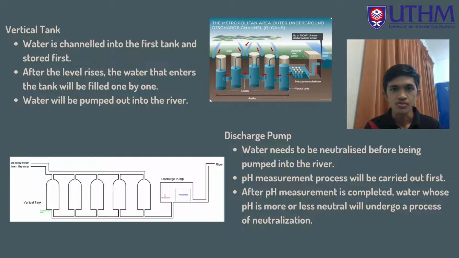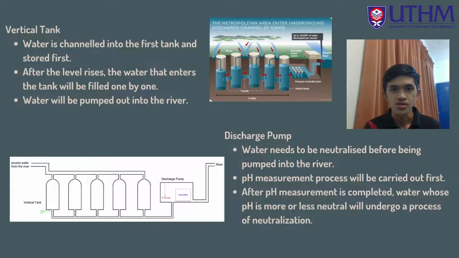But before that, in the discharge pump, the water needs to be neutralized before being pumped back into the river again. So we need the appropriate pH, which is pH 7, to be sent back to the river so that there are no side effects that will result in aquatic life being harmed and polluted.